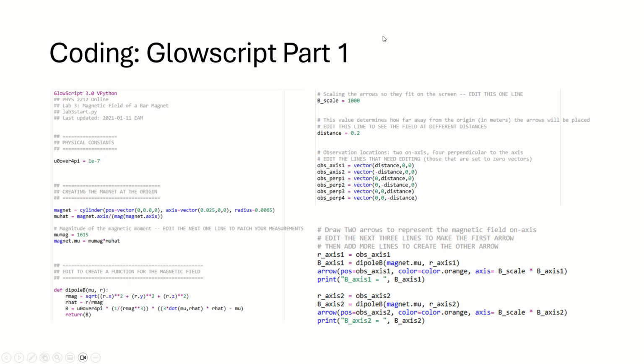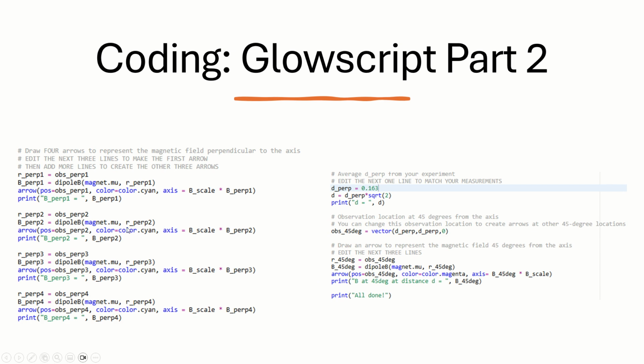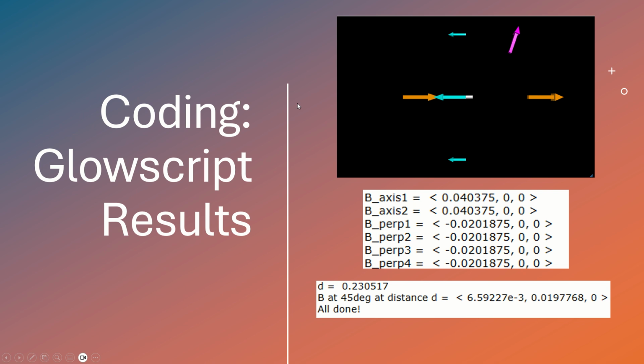So the start of the GlowScript code was basically setting up the strength of the magnet, setting up a magnetic dipole, doing arrow scaling and distance, getting the axes and the perpendicular axes set up, and getting some of our arrows for the magnetic field set up. Next was setting up some arrows for the visual representation, and then finishing off by putting what d perp actually was in the terms of the experiment, and then finishing up some visualization features.